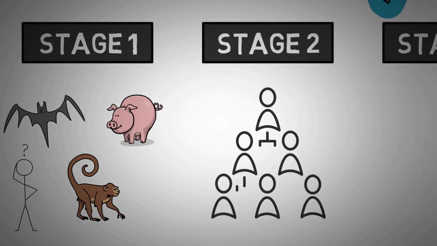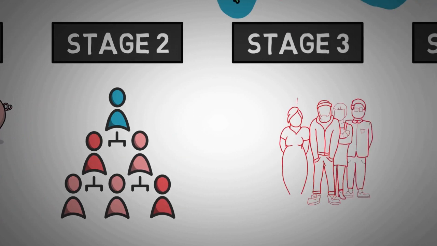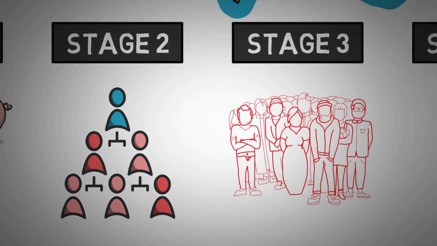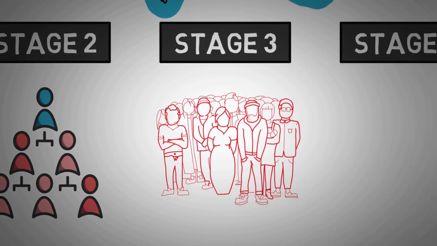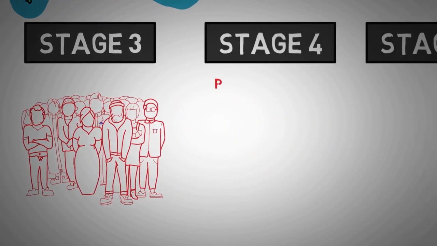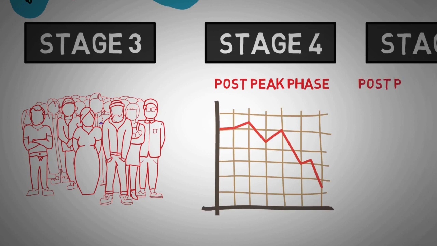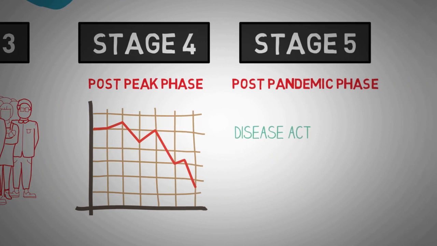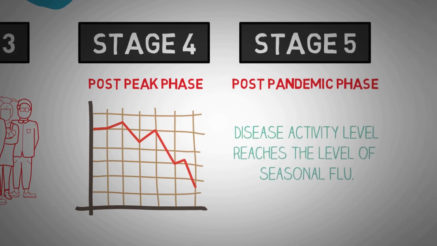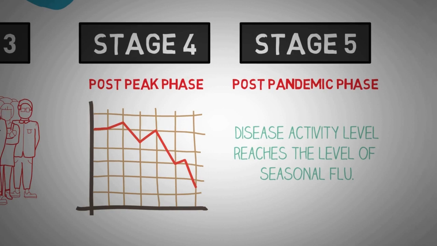Stage 2 is said to have reached when there is sustained human-to-human transmission. And stage 3 is when widespread human infection is seen in the form of whole communities being involved. This is the pandemic stage where the number of cases are exponentially increasing. Stage 4 is the post-peak stage, which signifies that the pandemic activity appears to be decreasing. Stage 5 or the post-pandemic phase is said to have reached when the disease activity level reaches the level of seasonal flu. At this stage, it is important to maintain surveillance and be prepared for future epidemics.